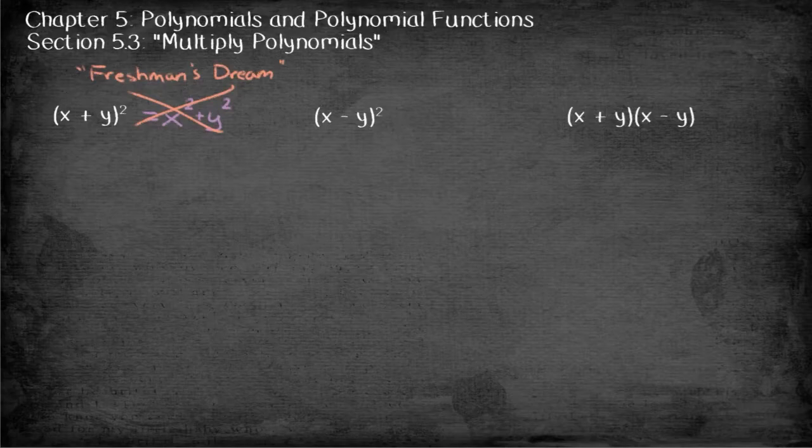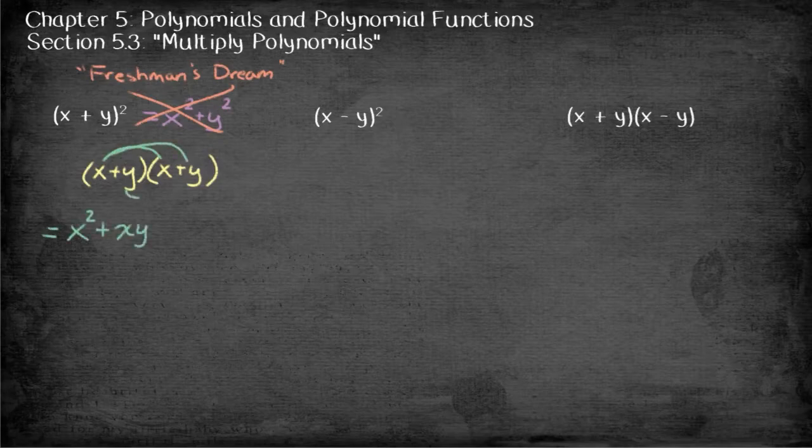So what's the proper way to approach it? Remember that a number squared is the number times itself. So to square x plus y properly, we write x plus y times x plus y. And we can follow FOIL. And since multiplication is commutative, xy and yx are the same thing. So they're actually like terms.